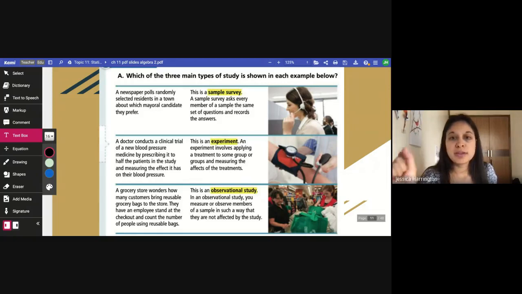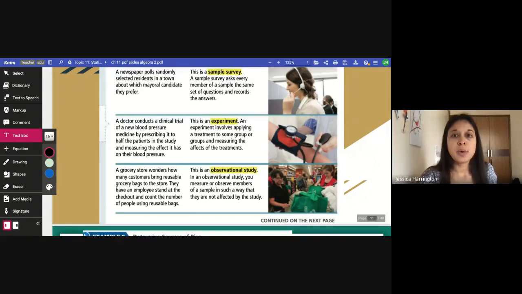And then the last type of study is an observational study. And the key word there is observing, observational. You're just observing things. You are not imposing anything on anyone, right? So the example here, a grocery store wonders how many customers bring reusable grocery bags to the store. They have an employee stand at the checkout counter and count the number of people using bags. They're just observing and recording the data, not asking or doing anything to any of the participants.